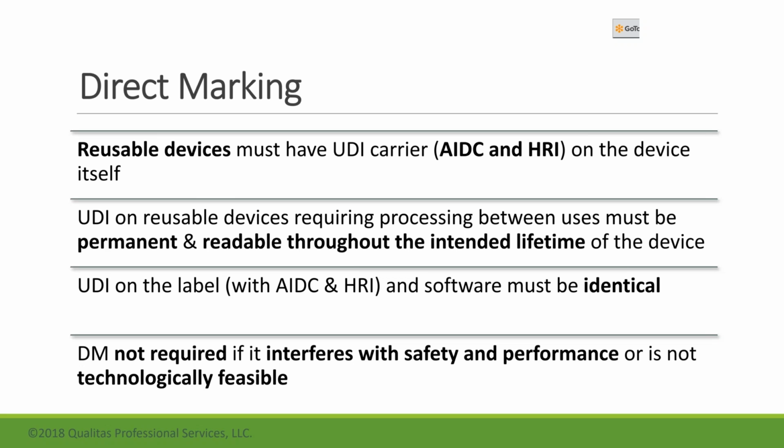Devices that require processing between uses must have a permanent and readable mark on them throughout the intended lifetime of the device. So again, if your device is intended to be processed between uses, you need to have a direct mark on that, and that's going to assist your sterile processing departments, your SPDs, in helping them with their traceability of the sets and stuff as they're processing them between cases.